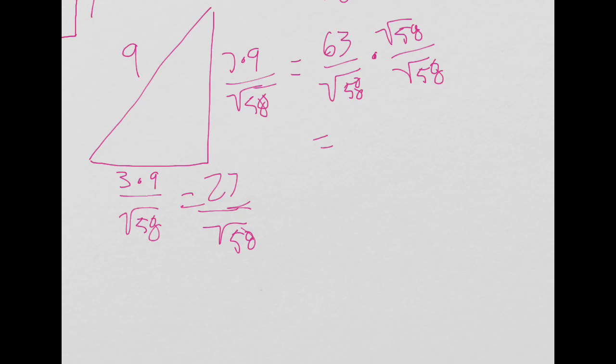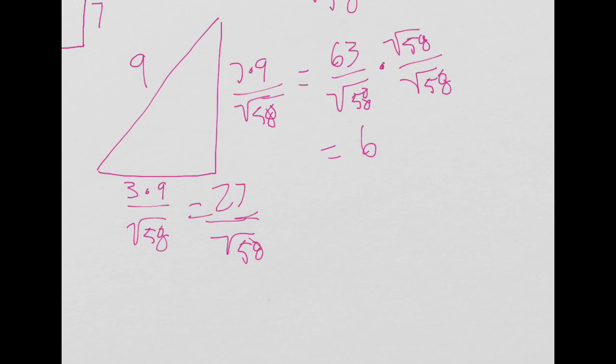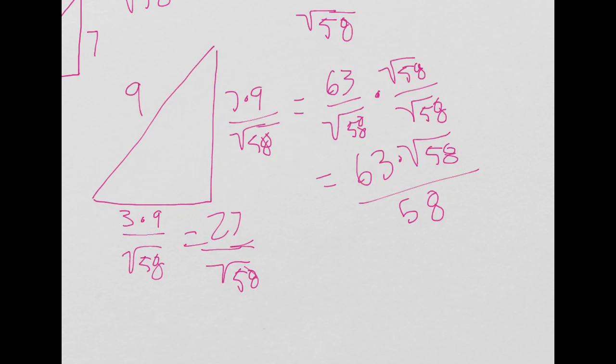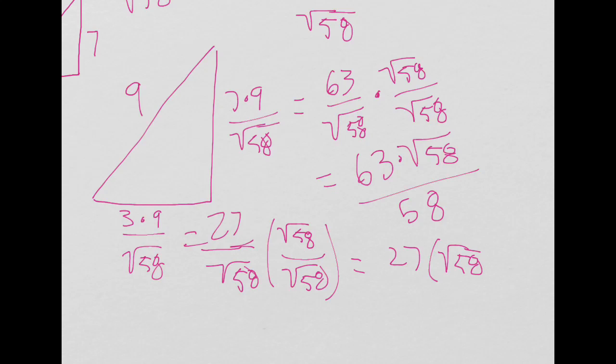Do that, and you're going to get 63 times the square root of 58 divided by 58. And that actually is as simplified as that can get. Let's do the same thing with our other component. Multiply by the square root of 58 divided by the square root of 58. Do that, you're going to get 27 times the square root of 58, all of that divided by 58, because the square root of 58 times the square root of 58 is 58.